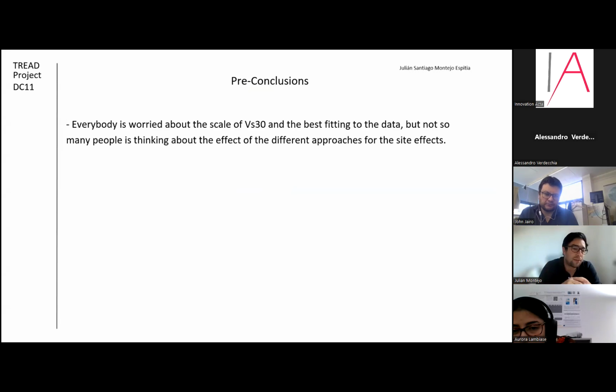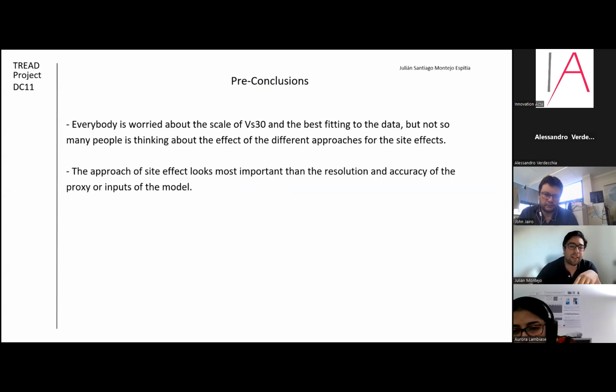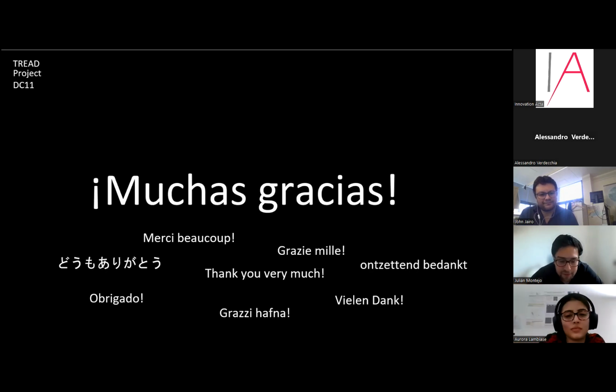So for now, some conclusions: apparently, with this really preliminary case, everybody around the world is very worried about the scale of VS30, but probably the most important thing is not the scale of the VS30, but the methodology. And there are not many cases exploring the different methodologies and their impact on risk. So for now, thank you, everybody.